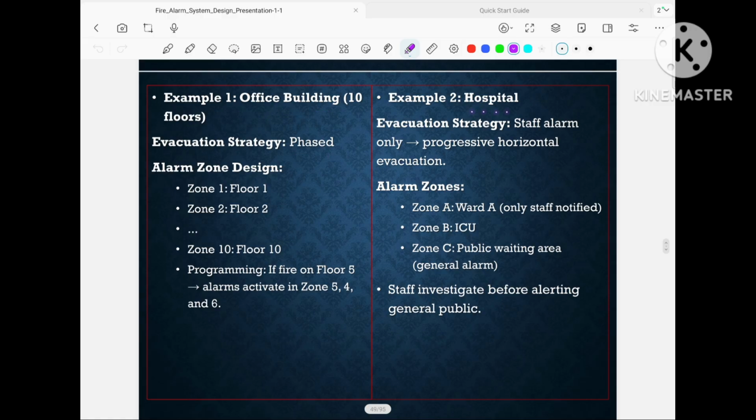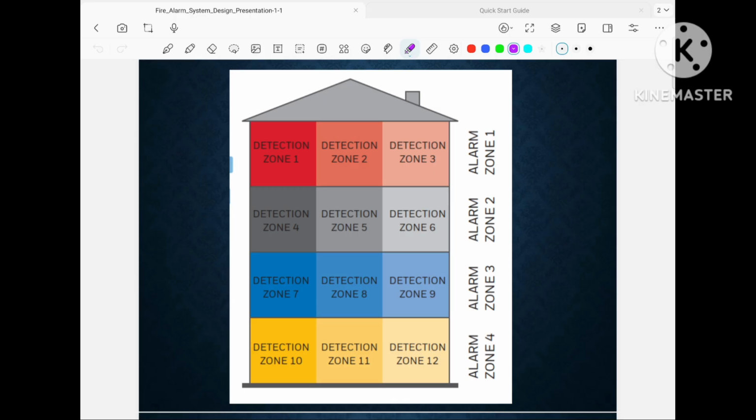In a hospital, suppose a fire happens, then it will first alert the staff of the hospital, then a staff member will investigate this fire and activate the general public alarm. If a fire happens and it activates the sounder of the ICU, then it will be a problem for the patient and doctor. So in a hospital there is progressive horizontal evacuation. First the staff will be notified through the fire alarm system, then the ICU, then the public waiting area. Hope you are very clear with this.